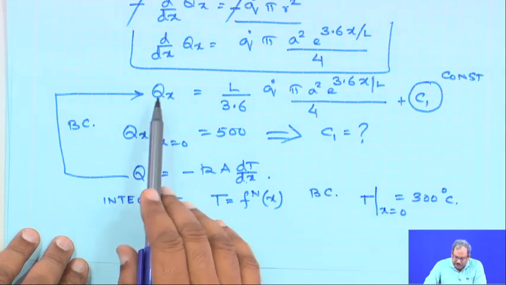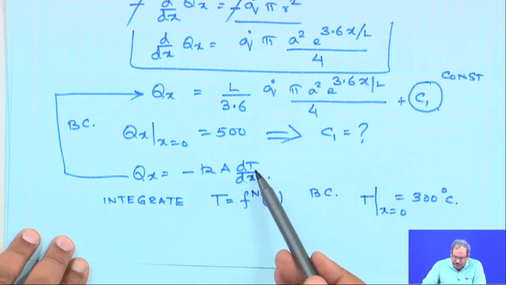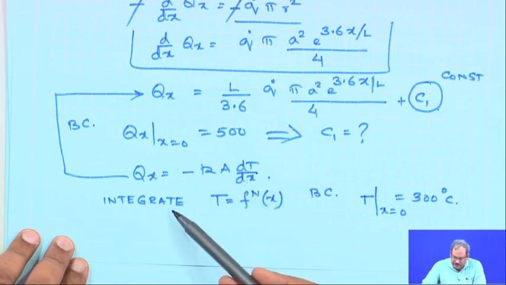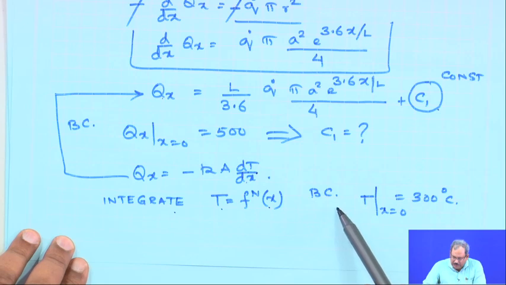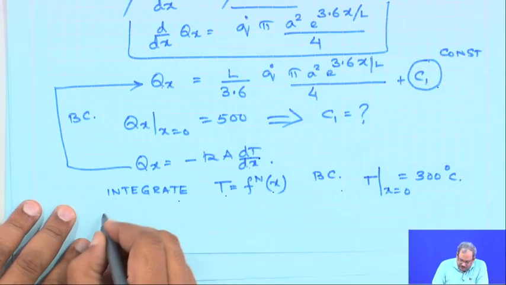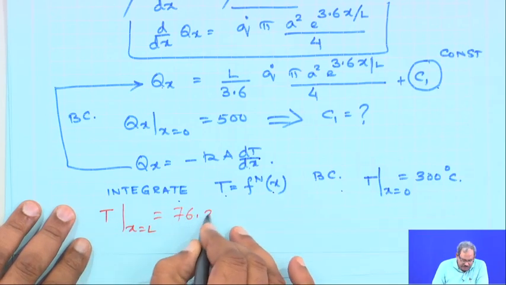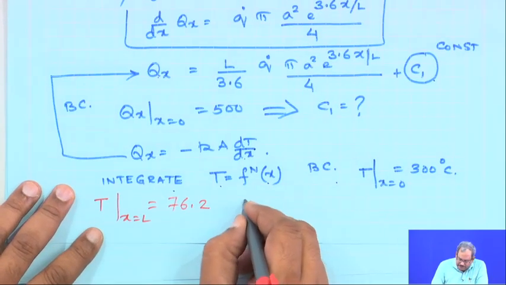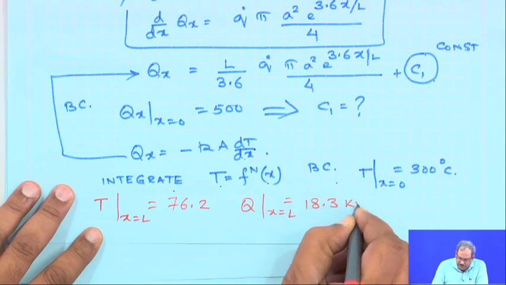So, substituting Fourier's law into my governing equation, after I evaluate C1, I should be able to obtain a differential equation for T in terms of x. Integrate that expression to obtain T as a function of x, and the integration constant can be evaluated with the known temperature at x equals 0. The answer you should get is T at x equals L equal to 76.2 and Q at x equals L to be 18.3 kilowatt.